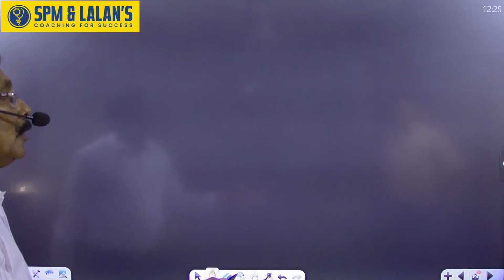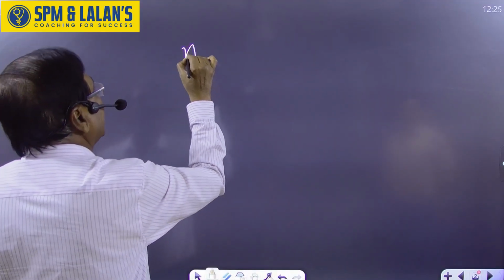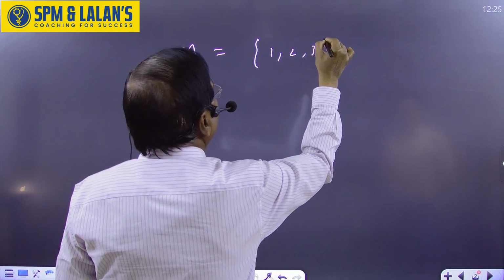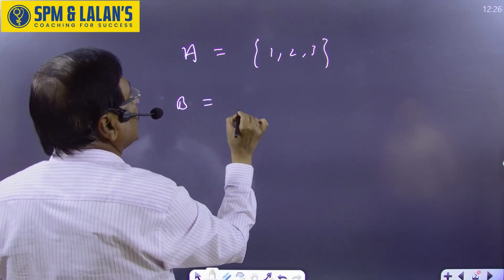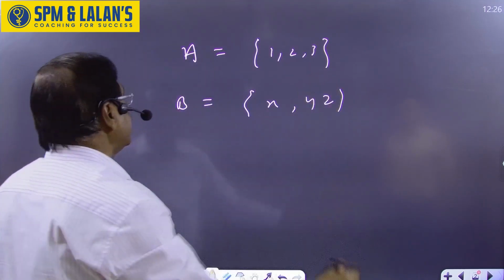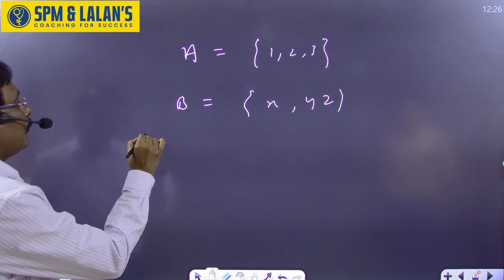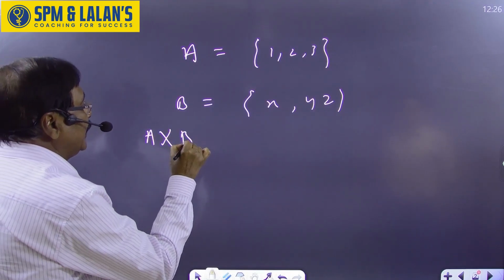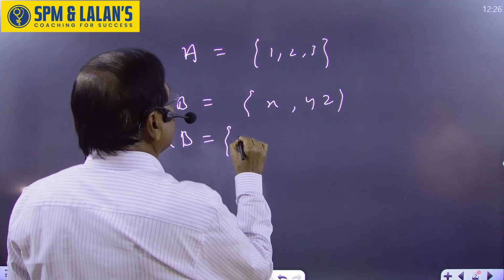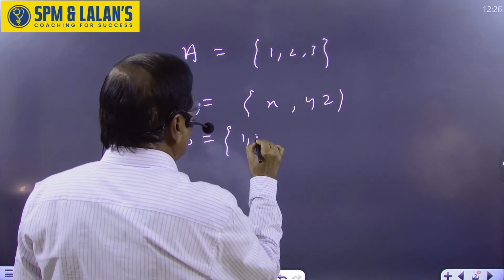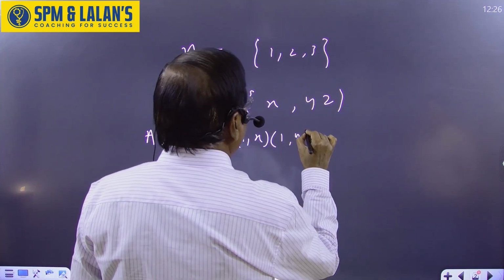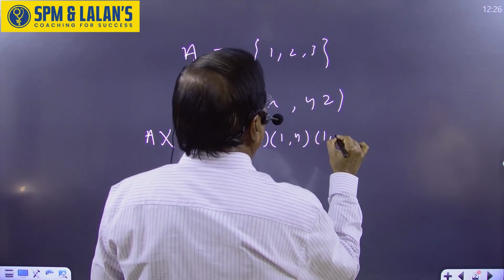Let us consider set A equal to {1, 2, 3} and set B equal to {X, Y, Z}. Now you are familiar with the term A cross B, which consists of ordered pairs (a, b), such as (1, X), (1, Y) and (1, Z).